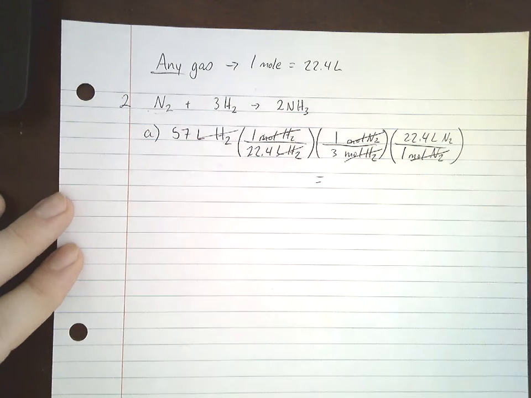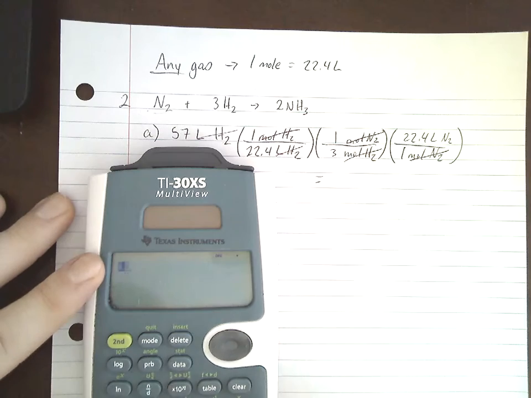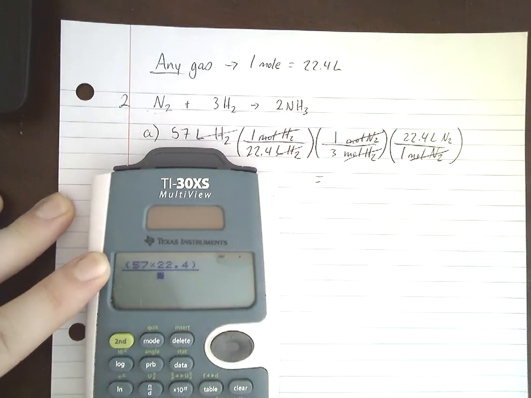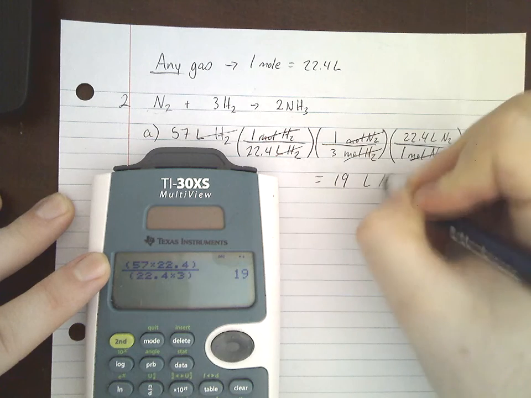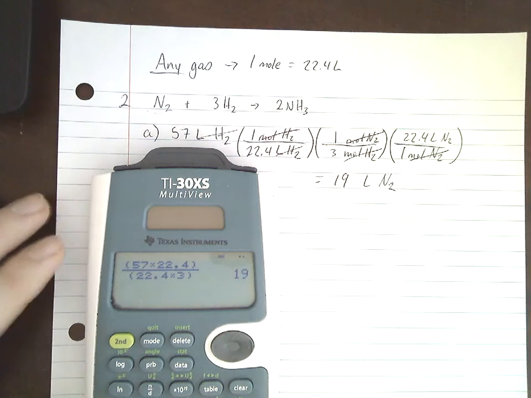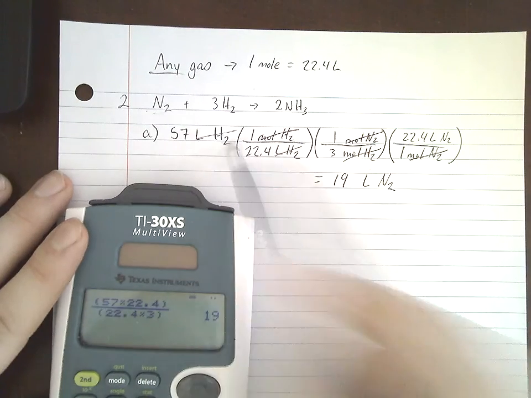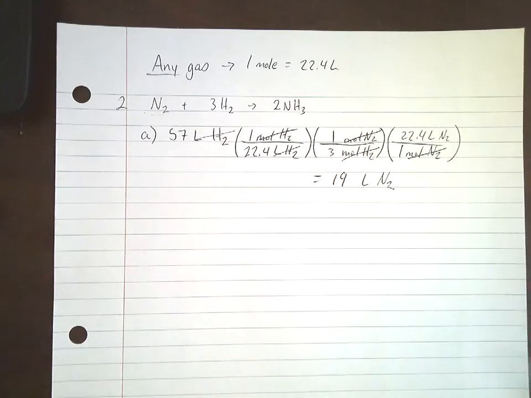So we can do our math and multiply across the top and across the bottom. I'm going to type everything into my calculator at once using the fraction function. 57 times 1 times 1 times 22.4. I'm going to exclude the ones. 22.4 times 3 times 1 on bottom, so 22.4 times 3. That gives us 19 liters of nitrogen as our answer. So what this means is that if we want to totally react 57 liters of hydrogen, we need to also use 19 liters of nitrogen. That was for part A.